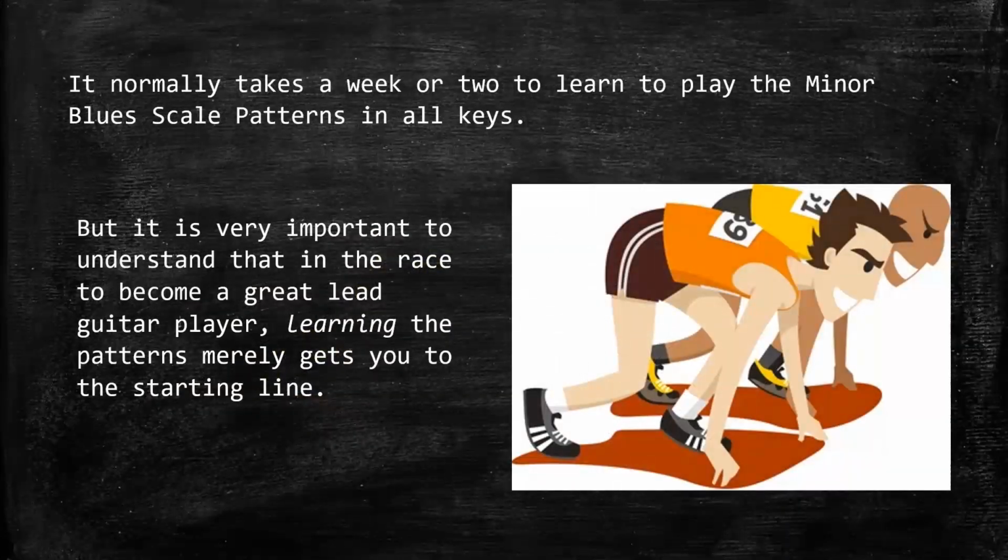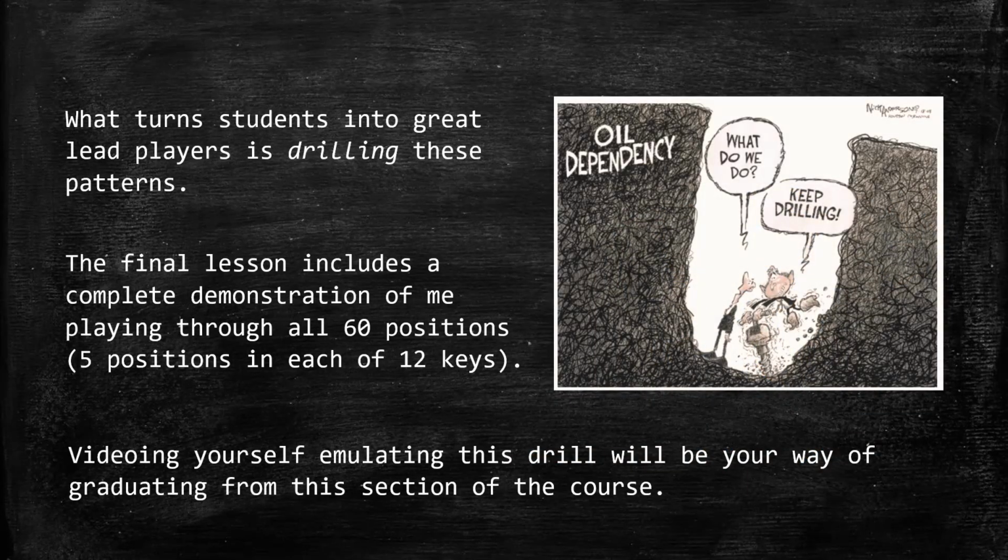It normally takes a week or two to learn to play the minor blues scale patterns in all keys, but it is very important to understand that in the race to become a great lead guitar player, learning the patterns merely gets you to the starting line. What turns students into great lead players is drilling these patterns. The final lesson includes a complete demonstration of me playing through all 60 positions. That's 5 positions in each of 12 keys. Videoing yourself emulating this drill will be your way of graduating from this section of the course.